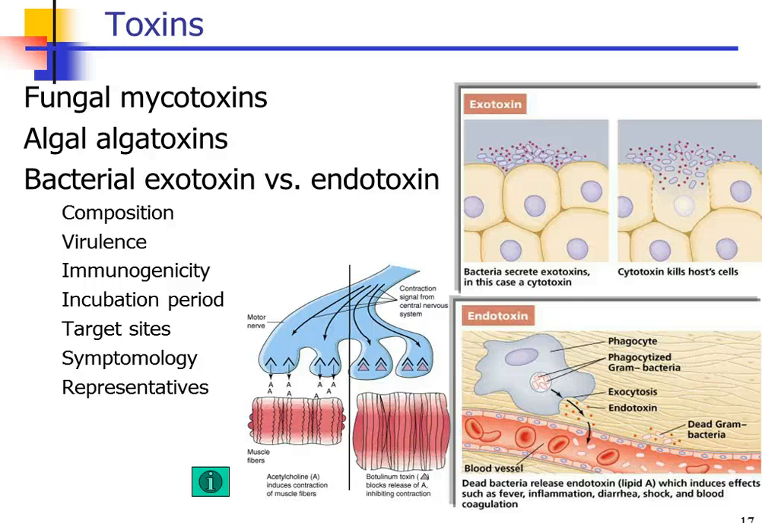Endotoxins are not as virulent, disease-causing that is, as exotoxins. They're hundreds and hundreds of times less potent. So a very tiny amount of an exotoxin can cause death. Endotoxins you need a lot of to cause death.